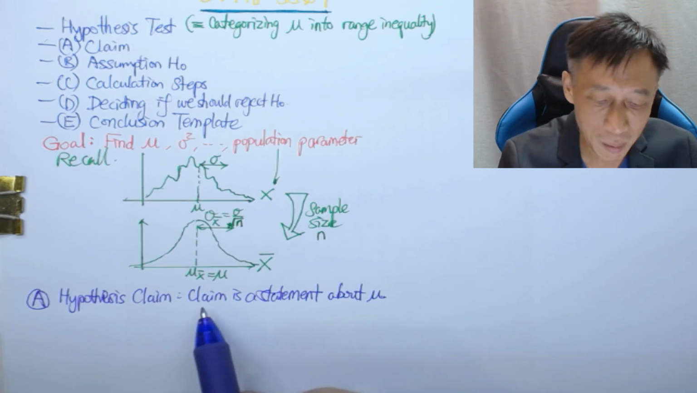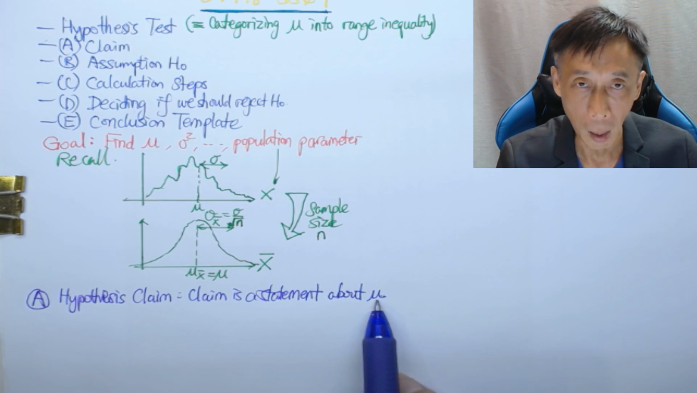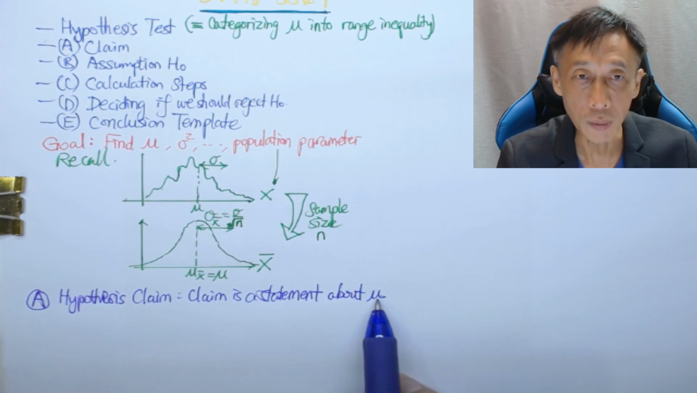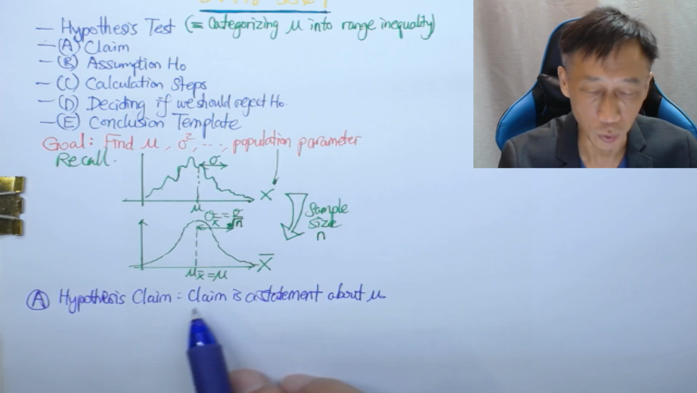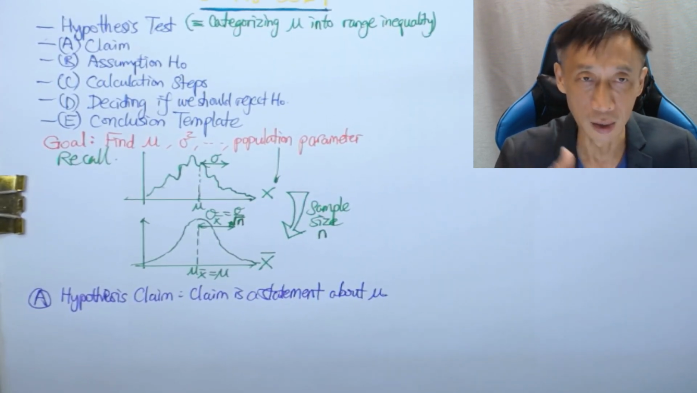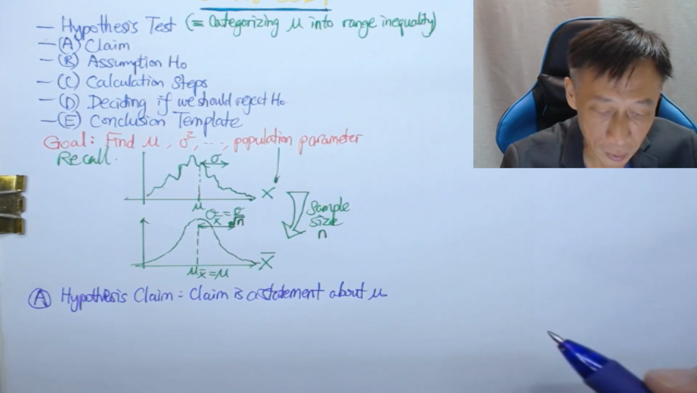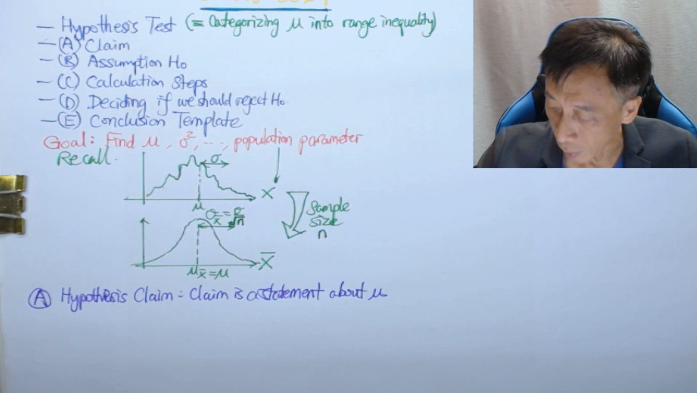Okay, so that claim has to be converted into a statement about a population mean. If it cannot be converted to a population mean, then we cannot proceed. Okay, so we have to quantize or digitize the claim. Okay, so what can be an example is, let's give an example, right?